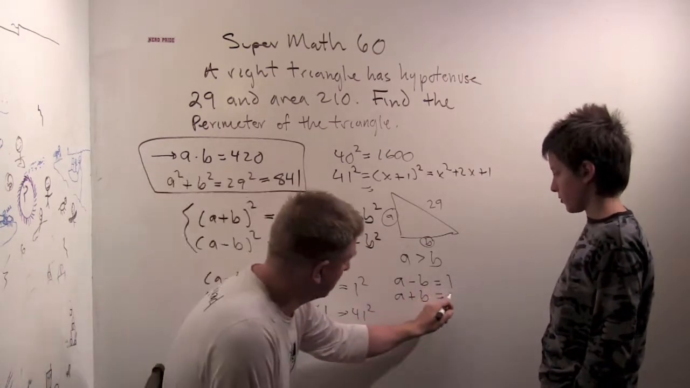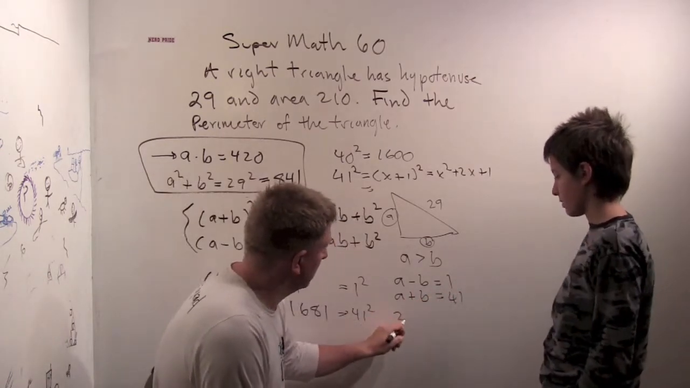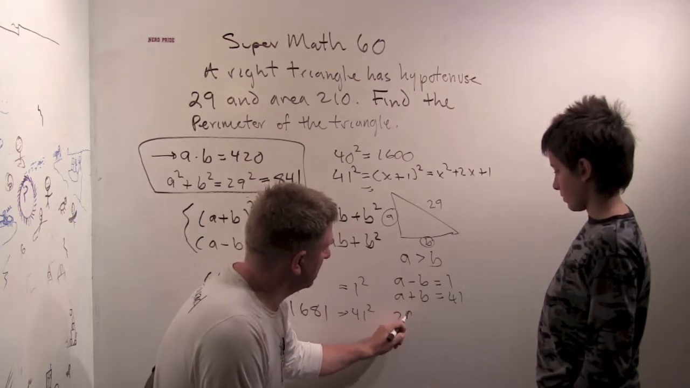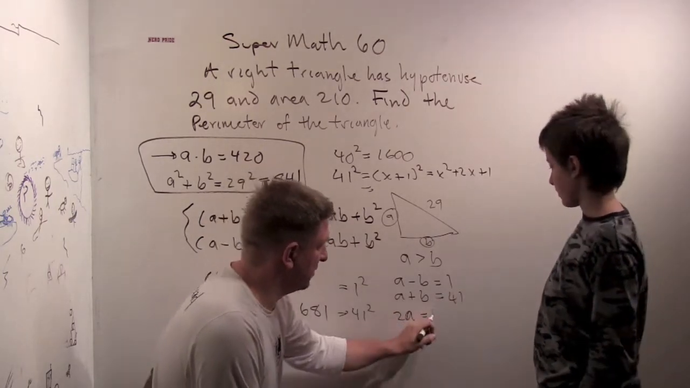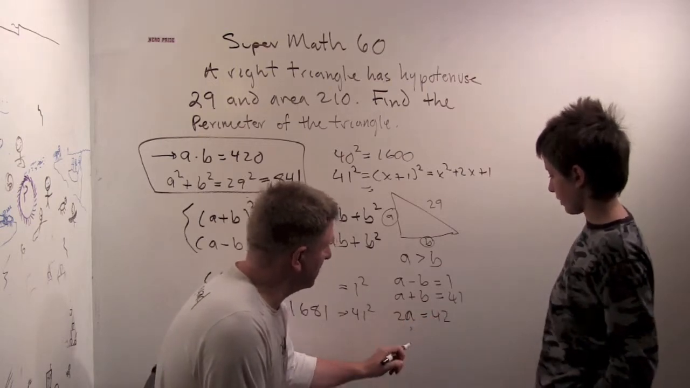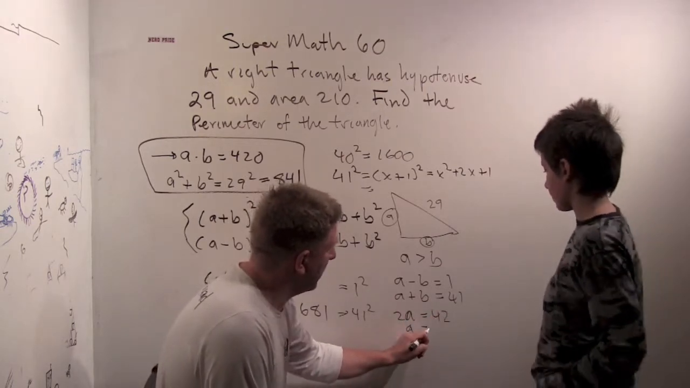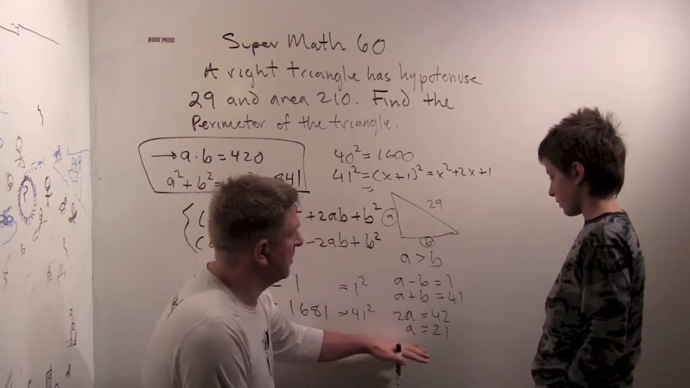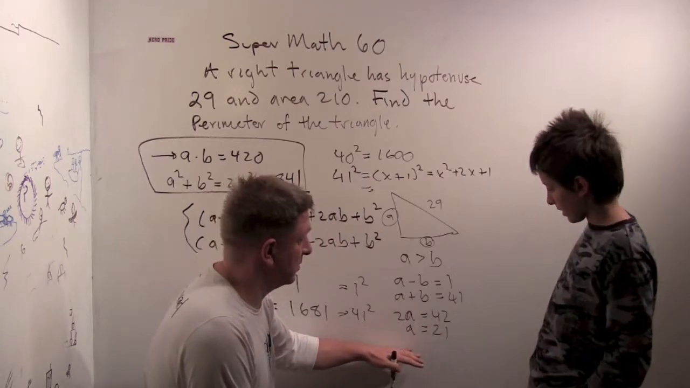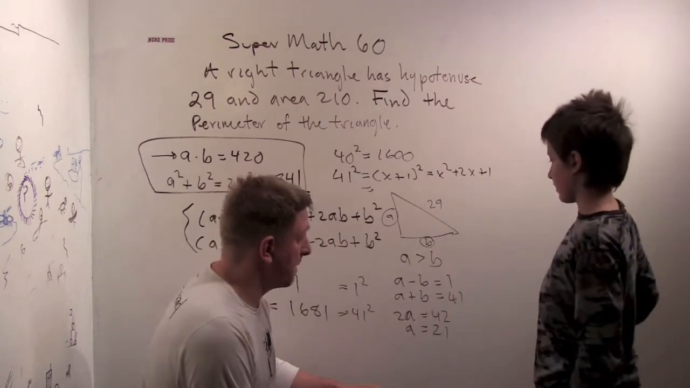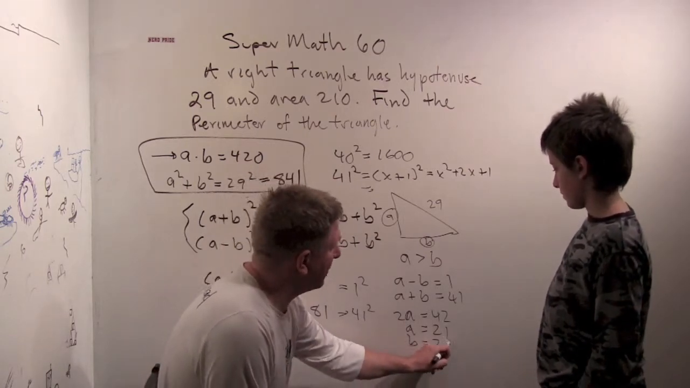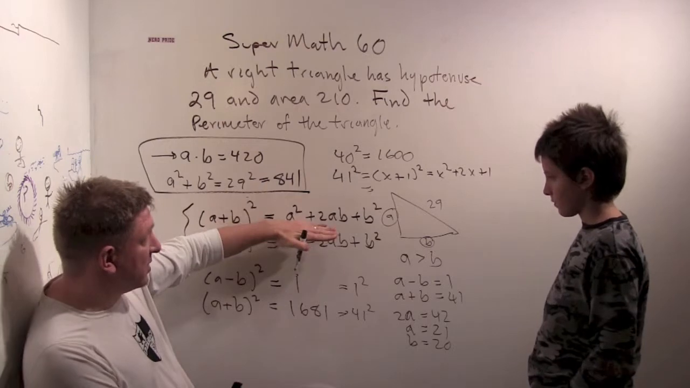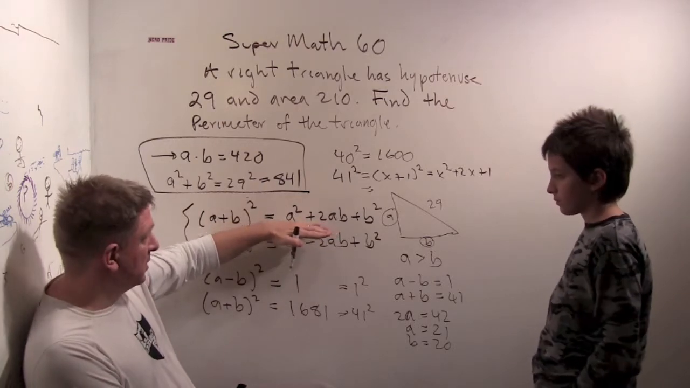So this tells me that a minus b equals 1, and a plus b equals 41. So 2a is 42, and a is 21. b is 20, because they have to add up to 41. So there you go.